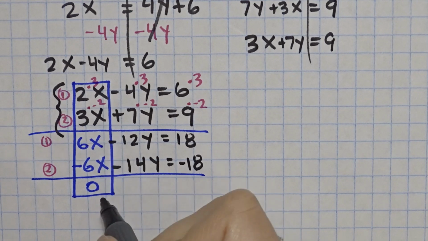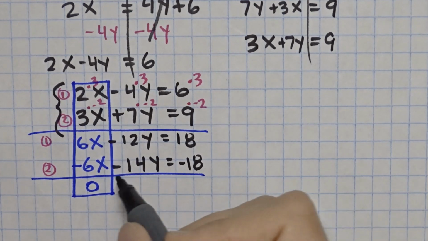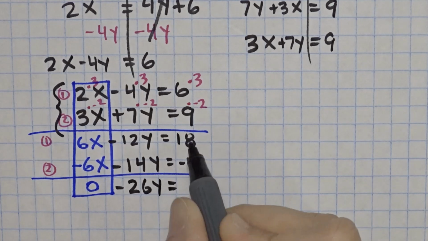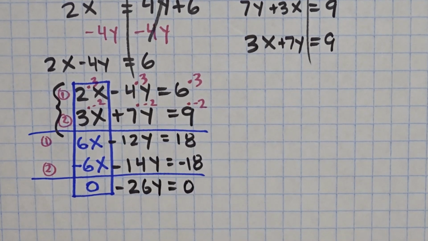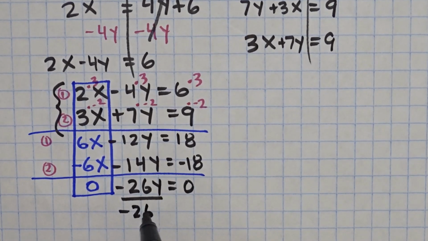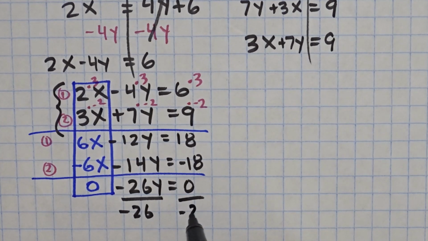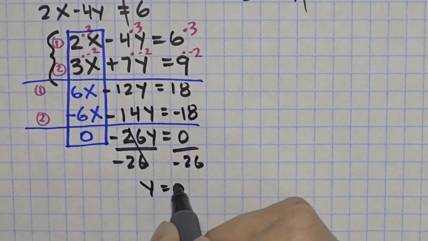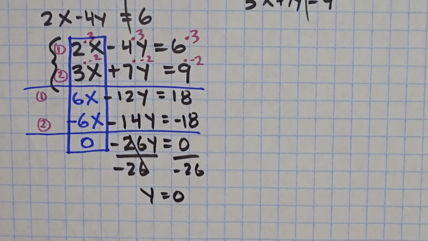So now when I add these up, that gives me 0. This gives me negative 26y. And this gives me 0. Divided by negative 26, y equals 0. So that is my y coordinate.